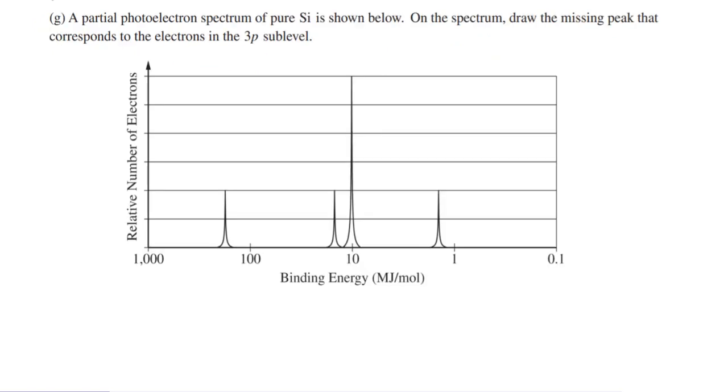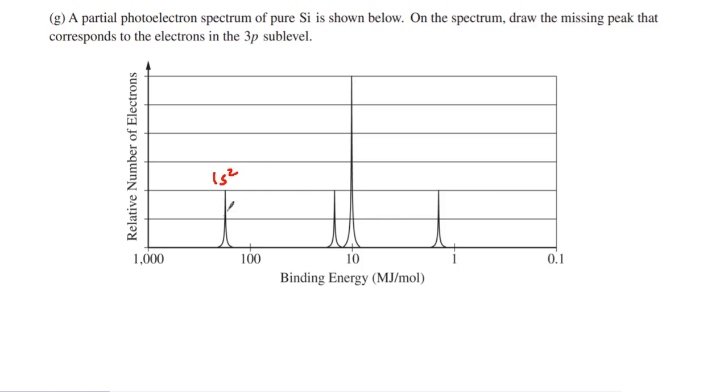Part G, you can see how AP Chemistry uses everything. We're back to atomic structure here. And you can see the partial photoelectron spectroscopy of silicon. This gives us our electron configuration, and we want to draw the missing peak. And so right away, the highest energy is the 1s2.